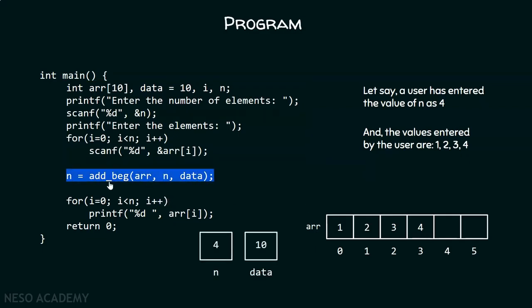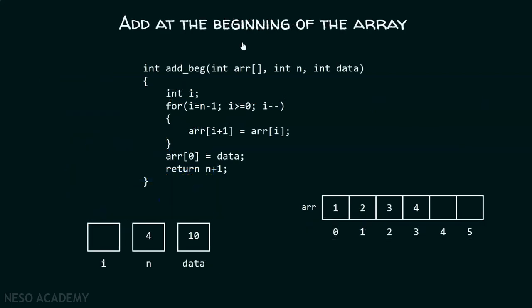After this, we have this add_beg function which we will call for the purpose of adding the data at the beginning of the array. For this, we have to pass ARR, n and data. You can see over here the data consists of this value 10 that we want to insert at the beginning of this array. That's why we need to pass this data to the add_beg function. And here you can see this is the add_beg function. In this add_beg function, we have a for loop. You should note here that this is a for loop, right? Thus repetition is there because we need to shift the elements towards the right.